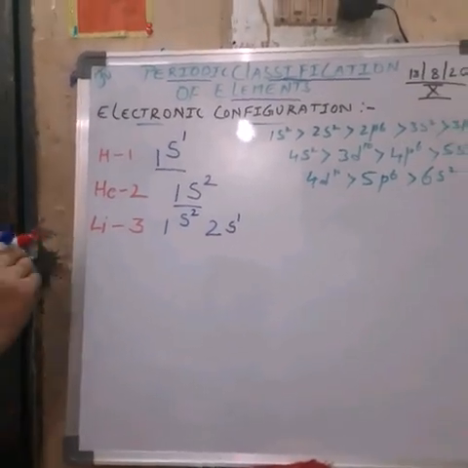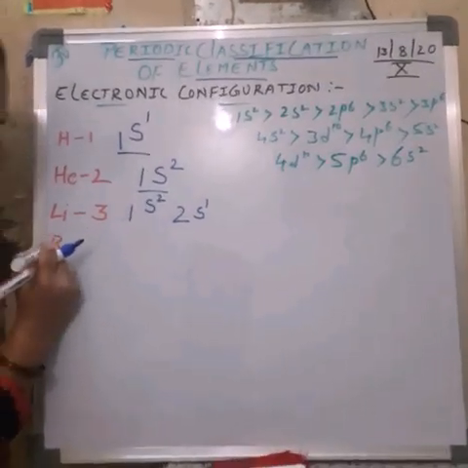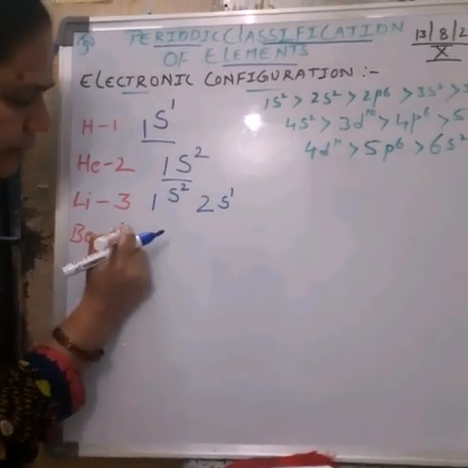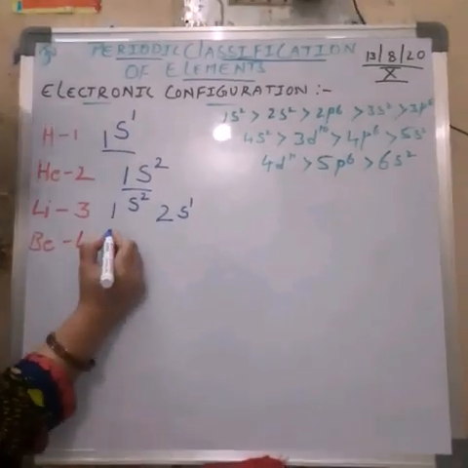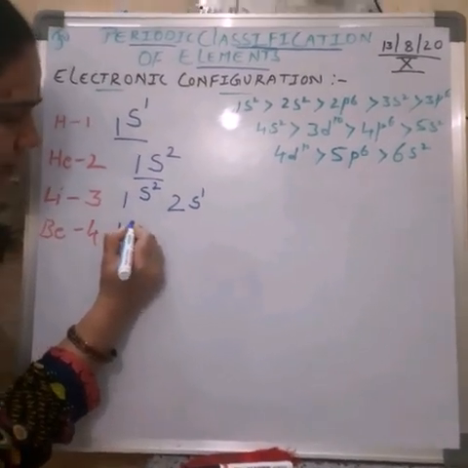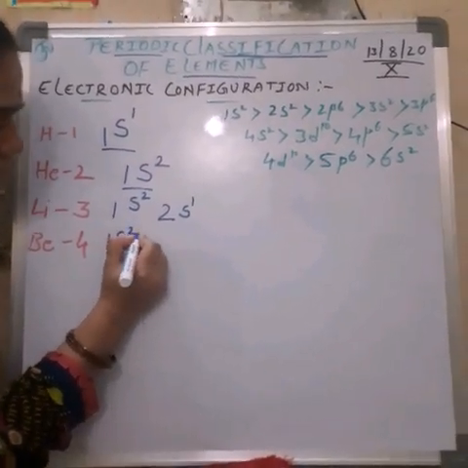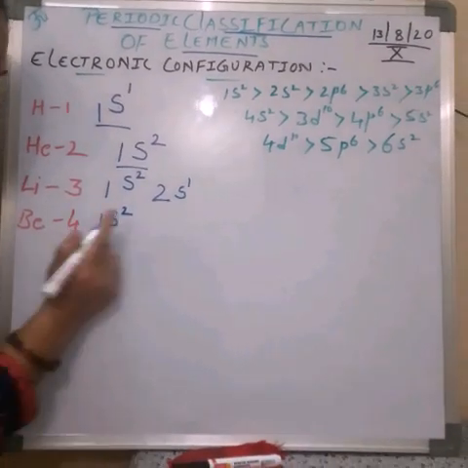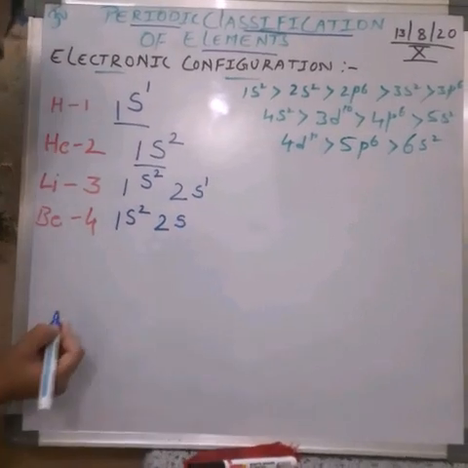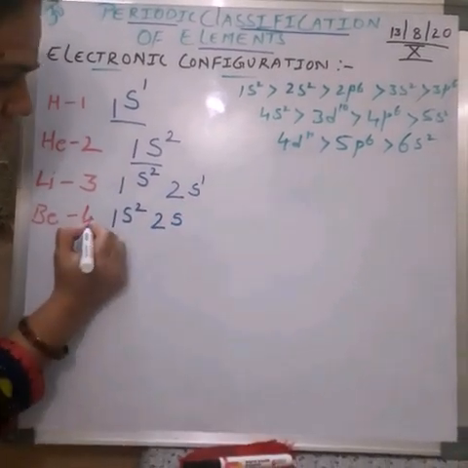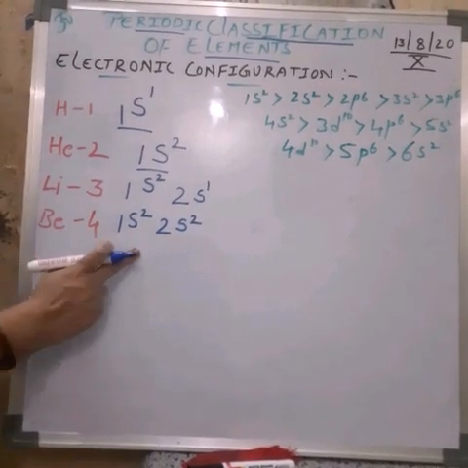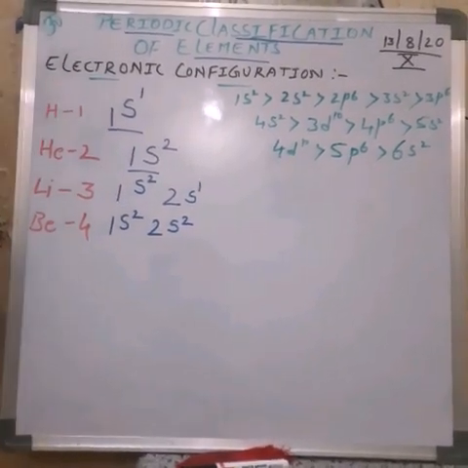Similarly, let us take another one, beryllium. So now beryllium, how much? Beryllium is 4. So again, follow the rule. First shell, first subshell, 1s, how many? 2. Remaining how many? 2 more. So it enters the second shell. Which subshell? S subshell. And how many more electrons are there? 2 more. So now you see the subshell has got filled. So 1s2, 2s2.